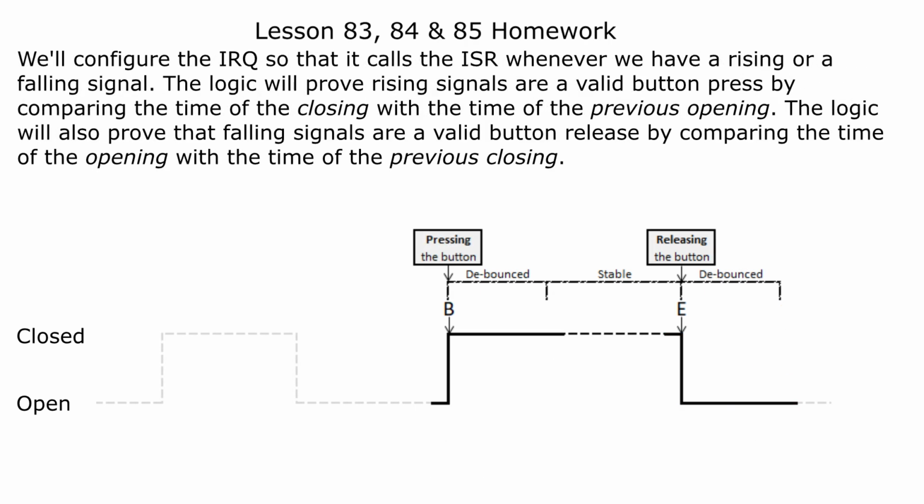We'll configure the IRQ so that it calls the ISR whenever we have a rising or a falling signal. The logic will prove rising signals are a valid button press by comparing the time of the closing with the time of the previous opening. The logic will also prove that falling signals are a valid button release by comparing the time of the opening with the time of the previous closing.